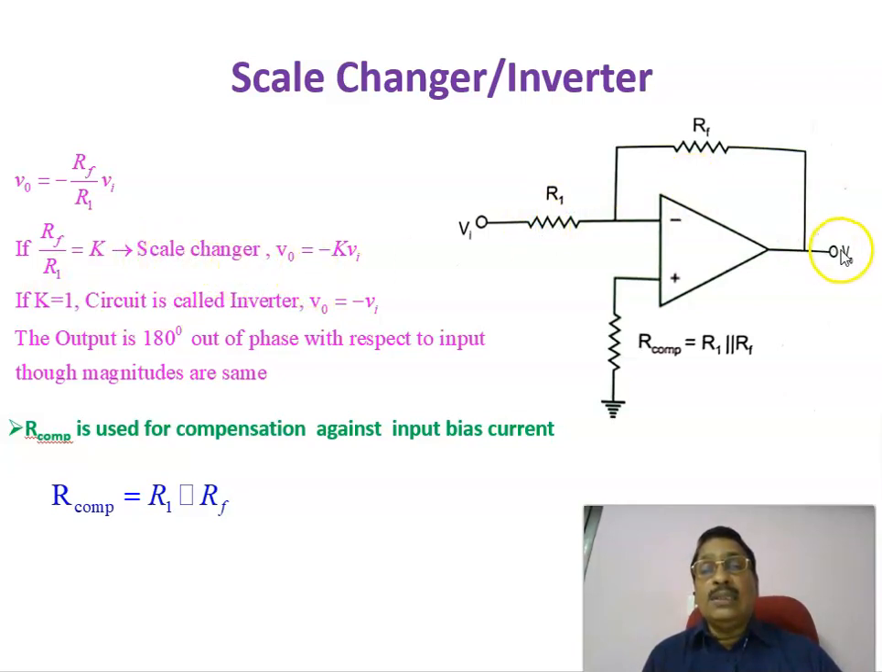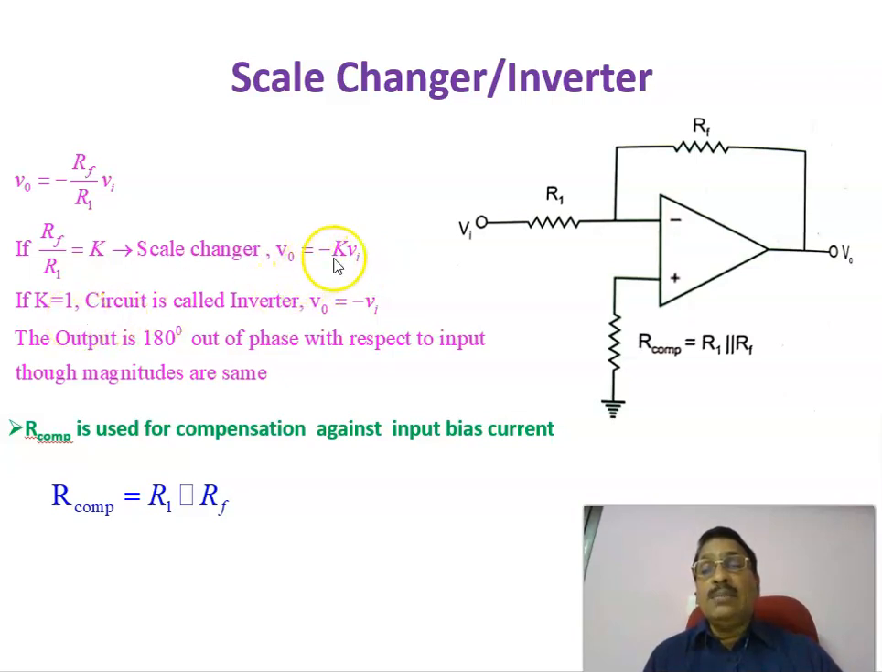Then the output voltage is equal to K times the input voltage, or minus K times the input voltage, because a negative sign is there. V0 equals minus RF by R1 into Vi, or output voltage equals minus K times Vi. This output voltage is a scaled version of the input voltage with an inversion. Therefore, you can make K equal to 1, 2, 3, whatever you want. Then the output voltage is the scaled, amplified version of the input voltage with an inversion.